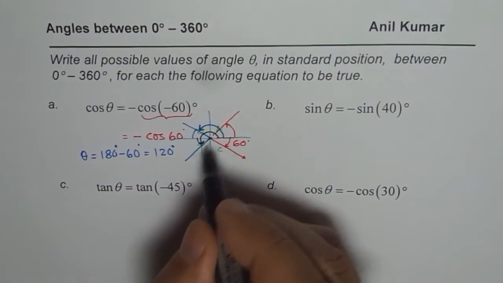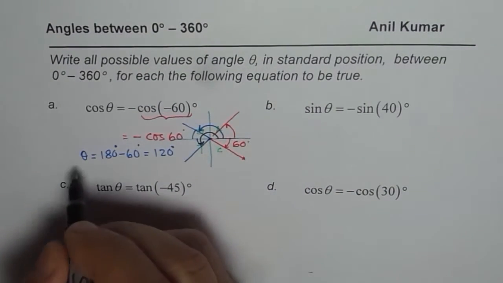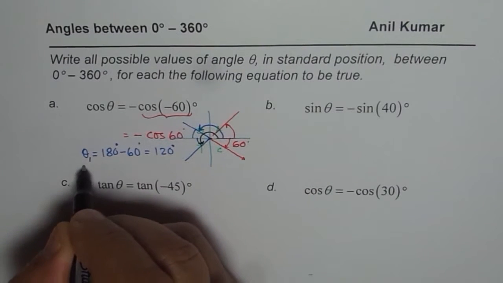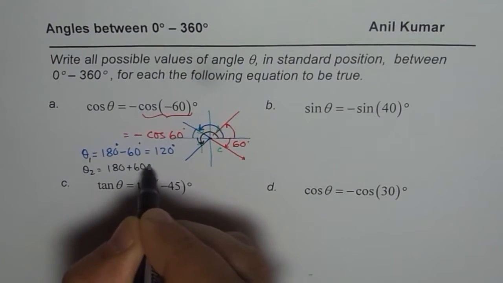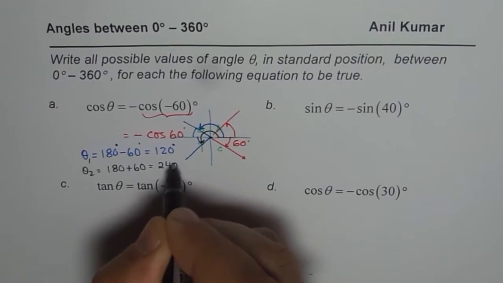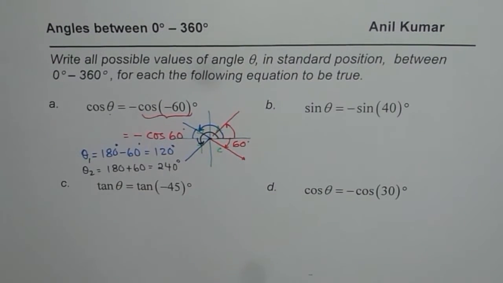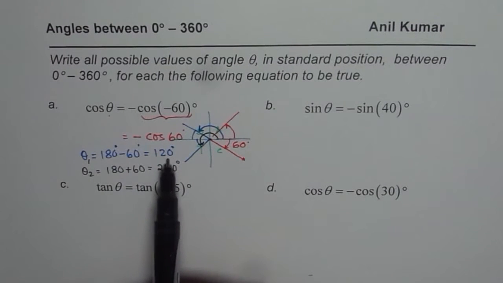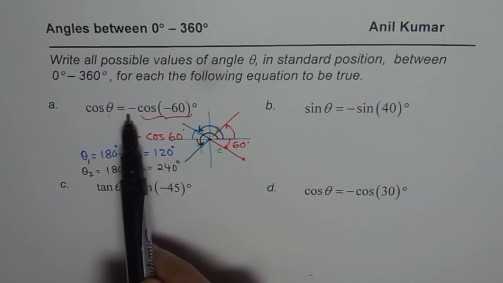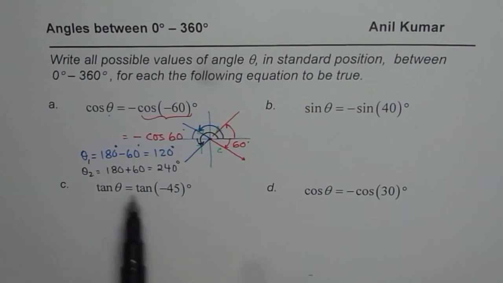Do you understand? Here it is 180 plus 60 degrees. So the second possibility is 180 plus 60 degrees, and that is 240 degrees. These are the two possible values of theta. If I have cos of 120 degrees, I'll get a negative answer, which will match, right? So these are the two values of theta. That is how you are going to find the answer.